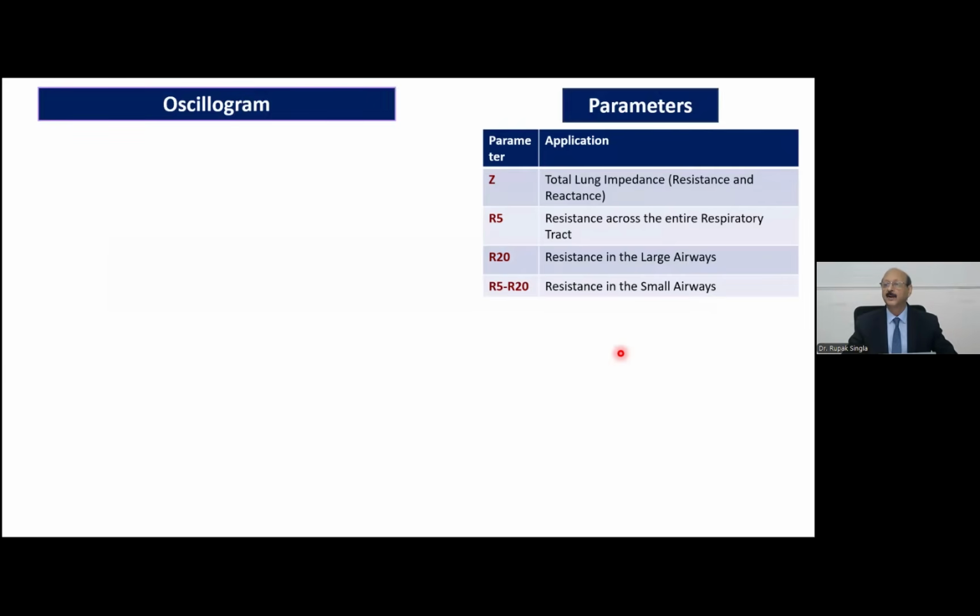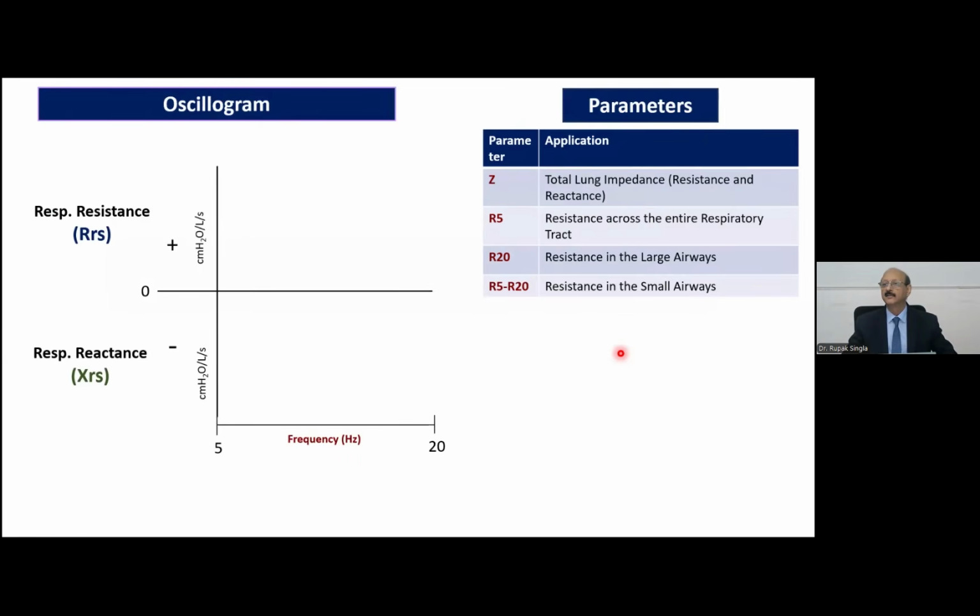So you have this parameter Z, that is the total lung impedance, resistance plus reactance. Then you have the resistance R at 5 Hz, and then you have the resistance at 20 Hz, that is R20. And the difference between R5 and R20 indicates resistance in the smaller airway. So R5 indicates resistance in the entire respiratory tract, while R20 indicates the resistance in the larger airway, and the difference as resistance in the small airway.